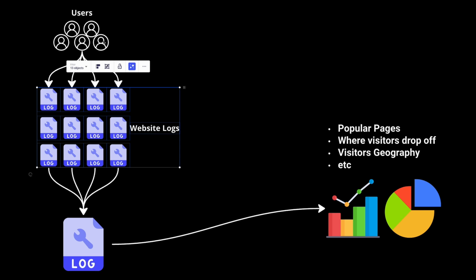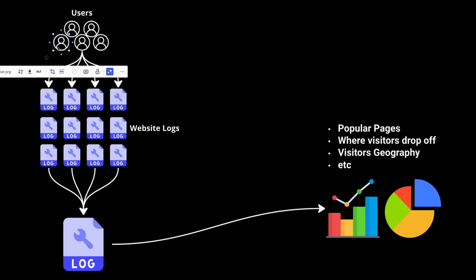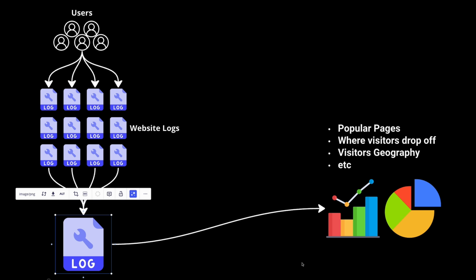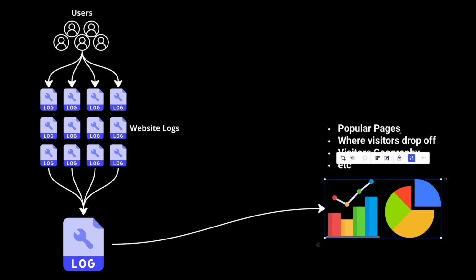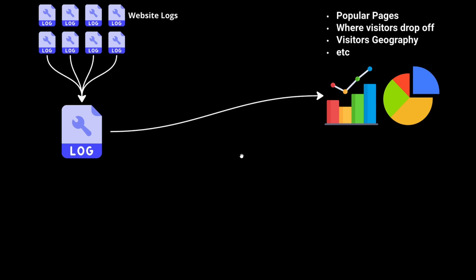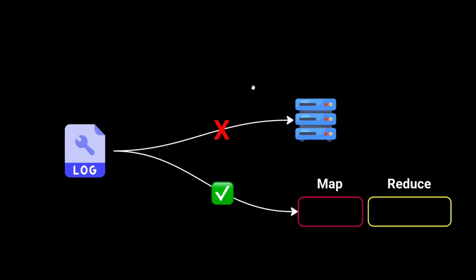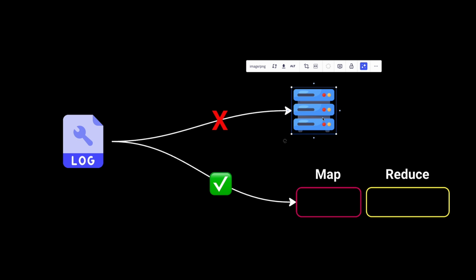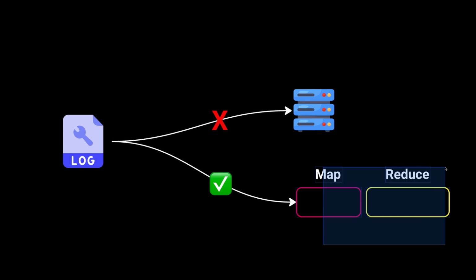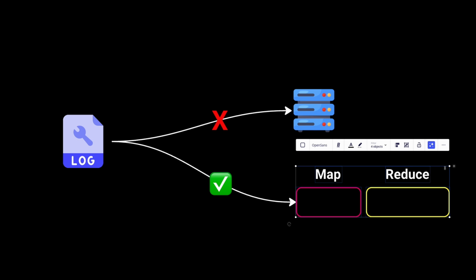Imagine you have terabytes of website logs tracking every single visitor interaction, and from here you want to filter out some information, like which pages are the most popular or where visitors drop off in your purchase funnel, and so on. Traditional tools and databases are simply not designed for datasets of this scale, and that's where MapReduce comes in. MapReduce is a programming model designed specifically for these cases to handle challenges of processing enormous amounts of data that just won't fit on a single computer like this.